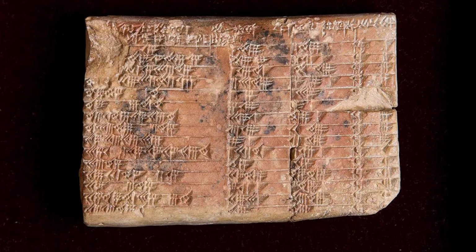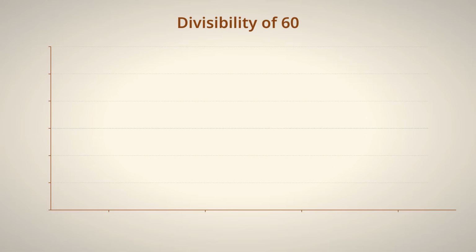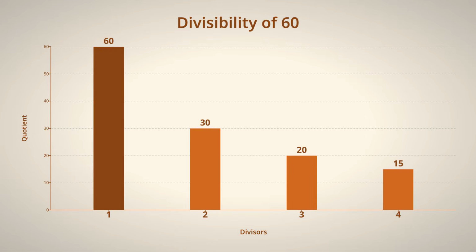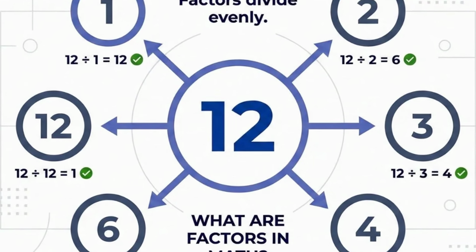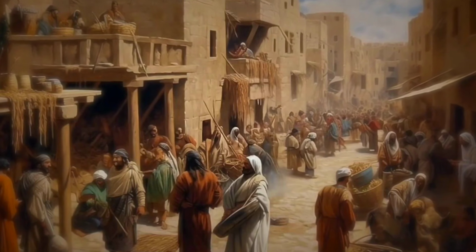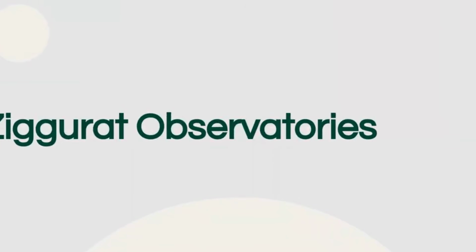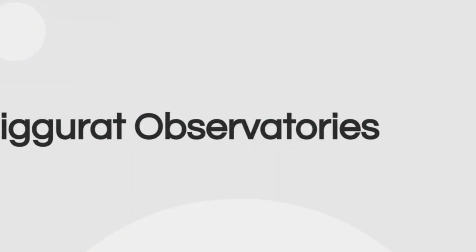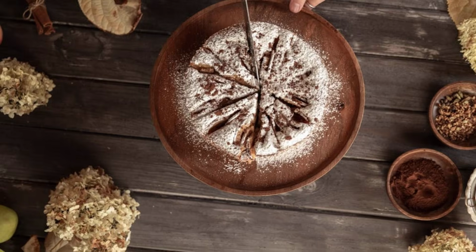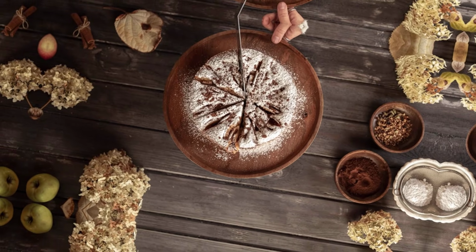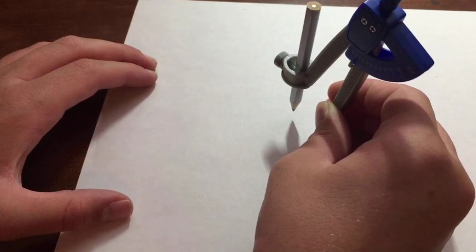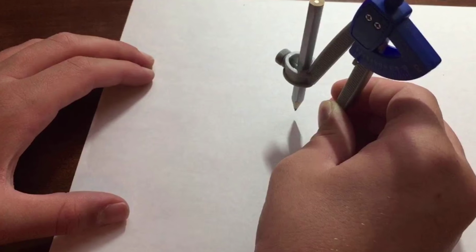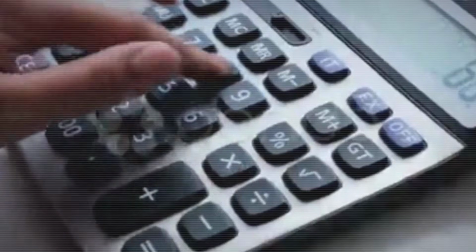The answer is divisibility. 60 is the smallest number divisible by 1, 2, 3, 4, 5, and 6. It has 12 factors. 10 has 4. For merchants dividing grain, for surveyors splitting fields, for astronomers chopping the sky into degrees, 60 is enormously more flexible than 10. You can split 60 into halves, thirds, quarters, fifths, sixths, tenths, twelfths, 15ths, 20ths, and 30ths without ever producing a remainder. Try doing that with 10.